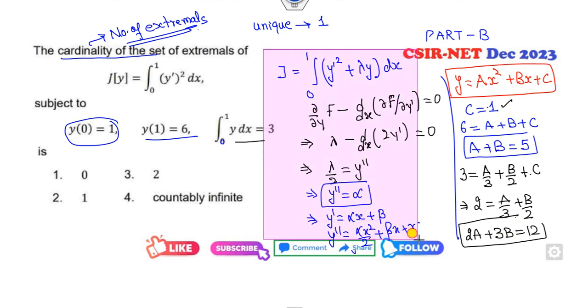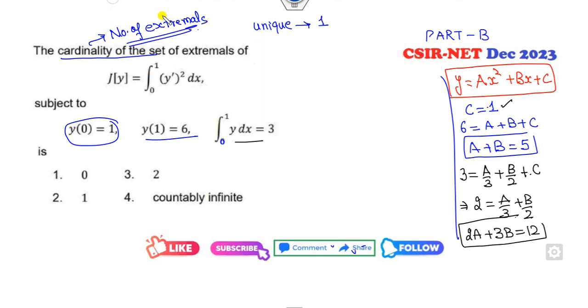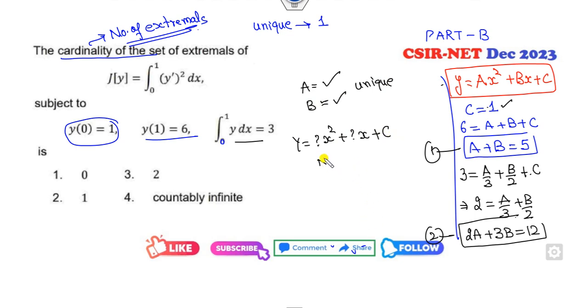Now that's over. There is no need to solve them, because you can see from equation number 1 and equation number 2, if you solve them, you will get a and you will get b. Both are unique numbers. So what is my extremal? That is a unique number times x square plus b x plus c. So you will get no constant involvement. It is free from the constant. So how many extremals are there? That is my unique extremal. Once you get a unique extremal, the cardinality is my 1. That's a simple answer.